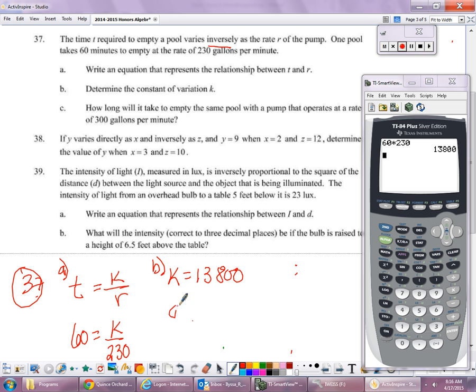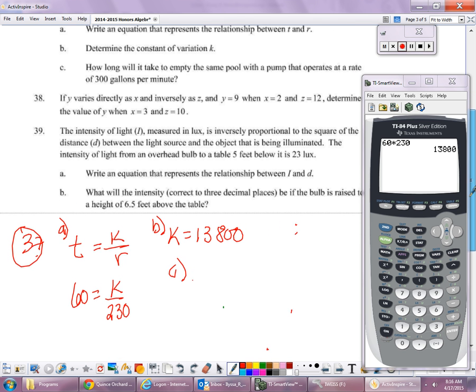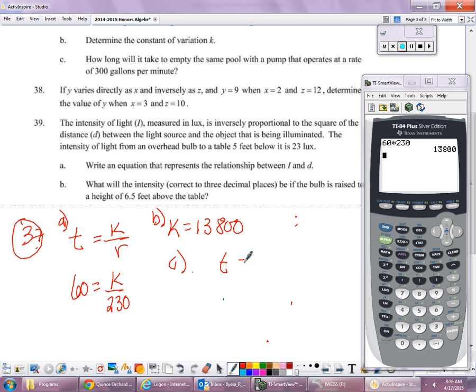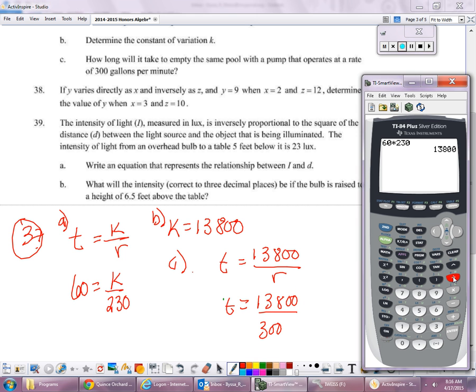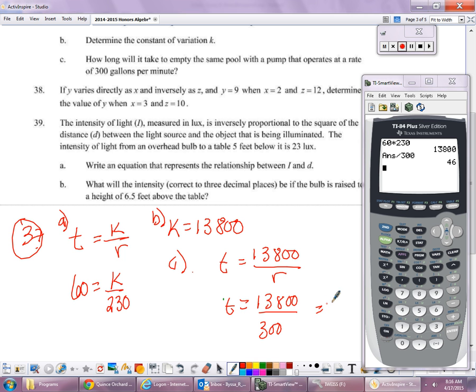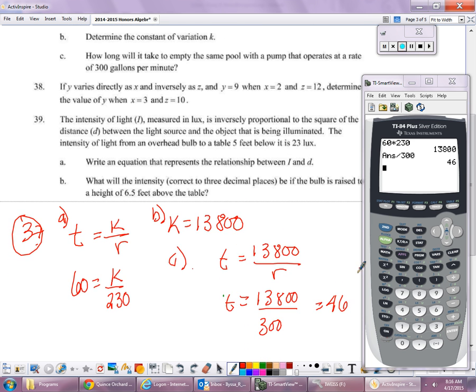Okay, so now for C, we're going to plug in. Let me write my equation. Okay, so there it is with k filled in, the constant. How long will it take if the rate is 300 gallons per minute? So that is 46, and our unit is minutes.